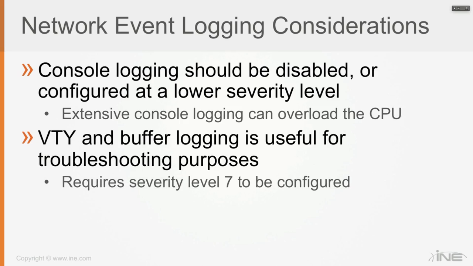VTY and buffer logging is useful for troubleshooting purposes, because in general you would go to the VTY, when you telnet or SSH to the device, and you're going to perform some kind of debugging. So you want to look in the log messages to see what traffic was allowed to the ASA firewall. So that's why it's useful. But of course, if you want to see the debug messages at the VTY lines, it means that the VTY lines have to be configured for level 7 severity level of logging.